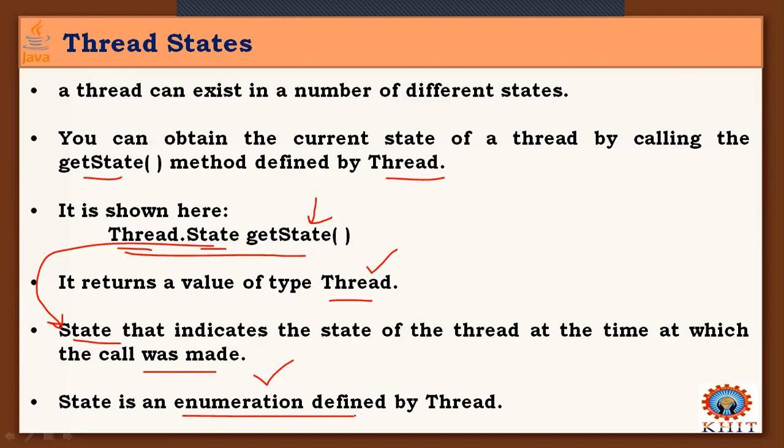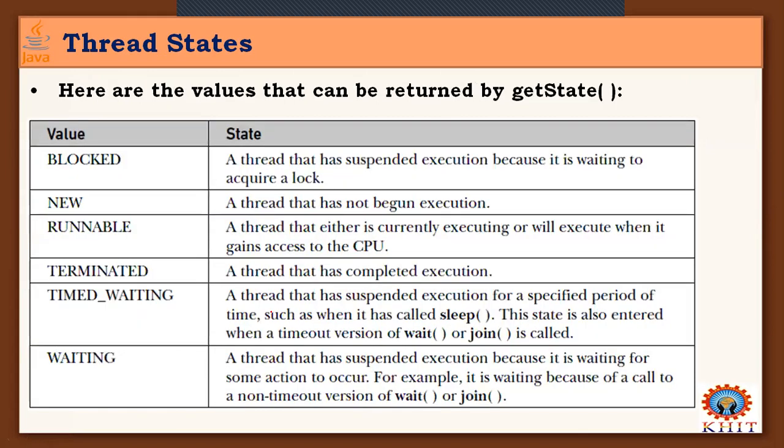So what is the list of constants that can be defined by the Thread class? Coming to here, these are the values that can be returned by the getState method when we invoke it. This is the type called State. Okay, BLOCKED: a thread that has suspended execution because it is waiting to acquire a lock.